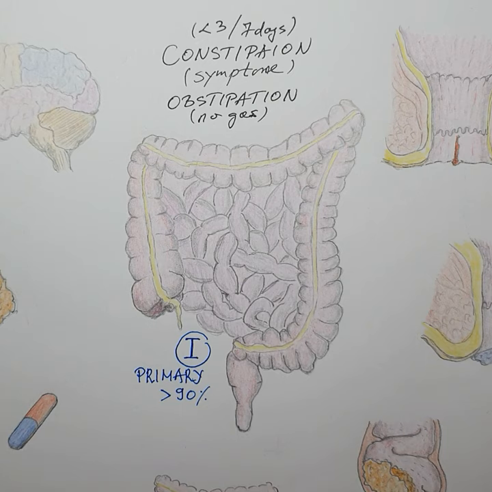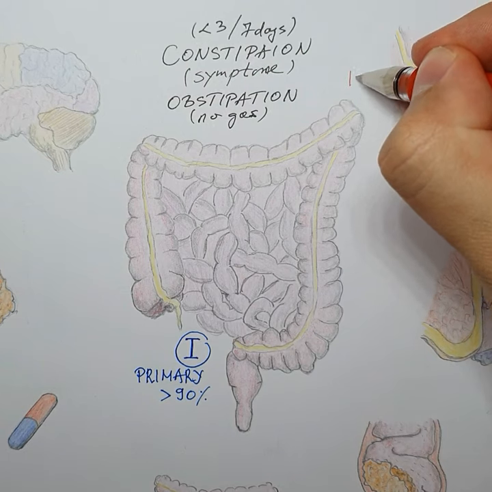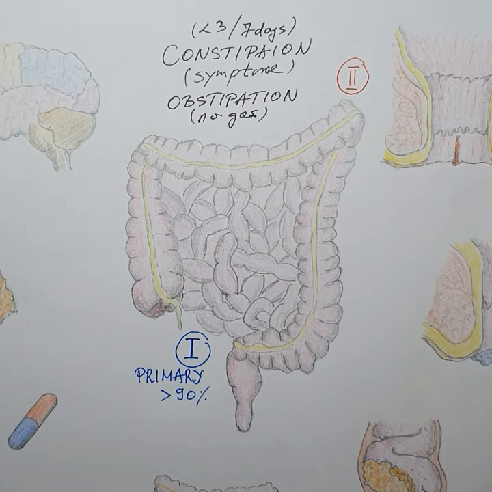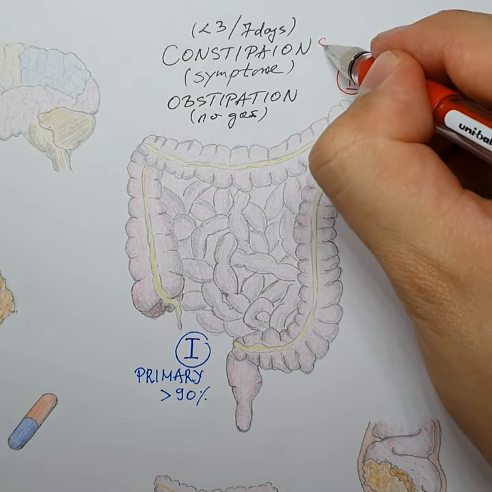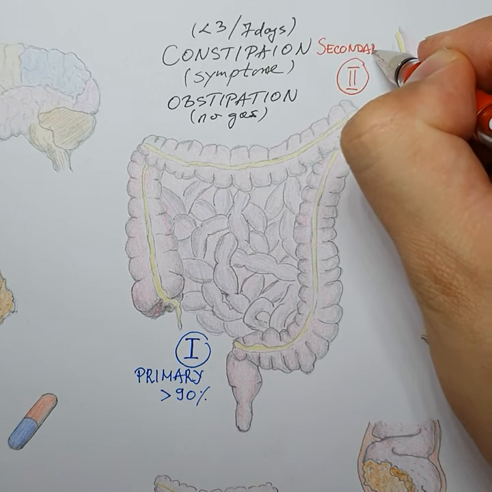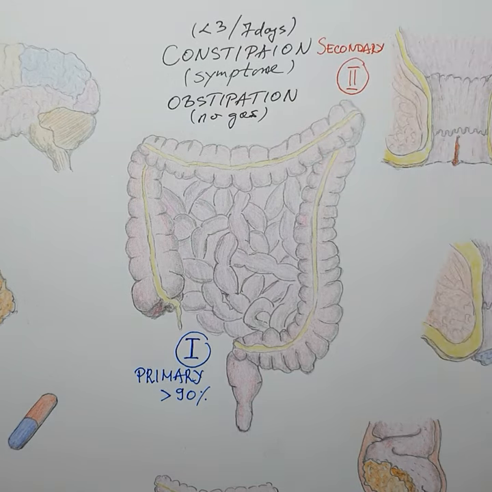But there is also a second issue that we need to address, and that is secondary constipation. As the name says, there is an underlying cause, and the constipation is a secondary symptom of it. It has many causes. I only put here the most frequent ones.